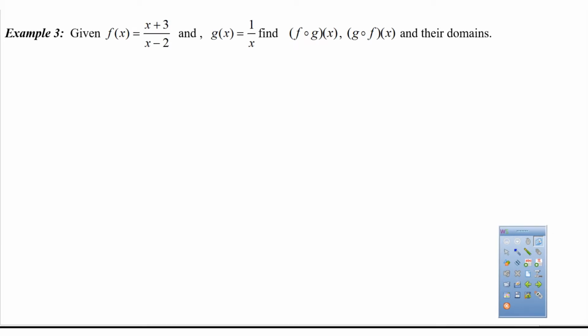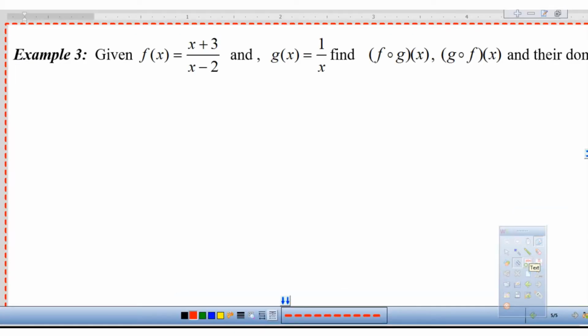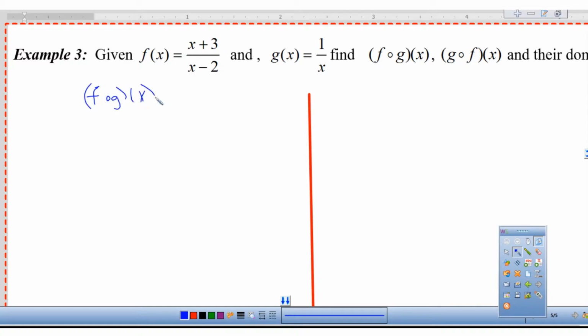Find f of g of x, find g of f of x, and find their domains. Okay, take your pencil, and I want you to split this paper in half like that, okay? On one side, let's write it how they wrote it. So we're going to find f of g of x. On the other side, we're going to find g of f of x, like that.